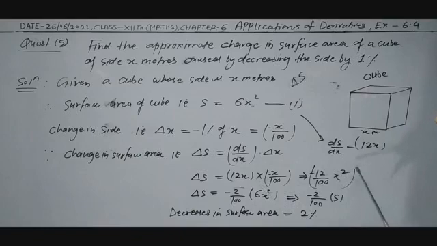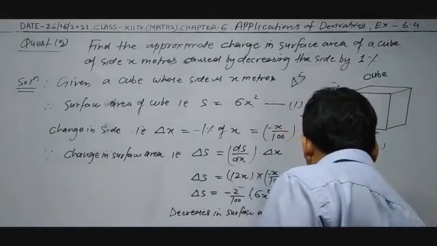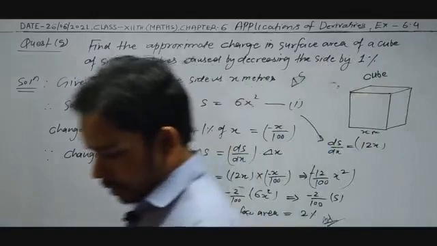square by 100, in terms of surface area, means we have to separate 6x square. So minus 2 by 100 into 6x square, and 6x square is the surface area S. Minus 2 by 100: the minus denotes the surface area is decreasing, S denotes the surface area, and 2 by 100 denotes the percent. So the decrease in surface area is 2%. So this is the answer.